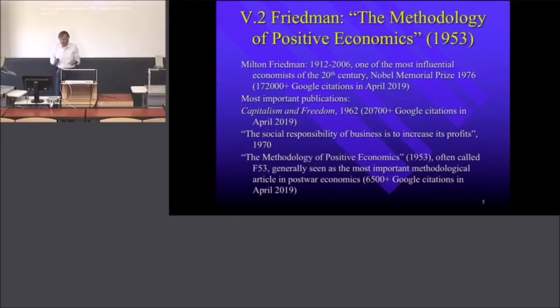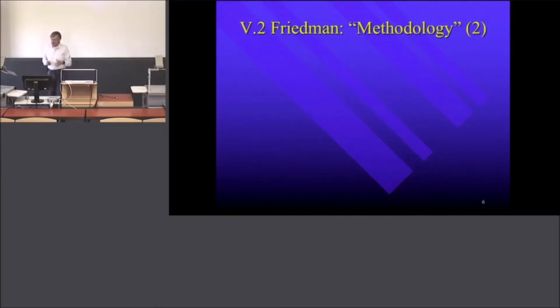And then, of course, this article, Methodology of Positive Economics, generally seen as the most important methodological article of post-war economics, 6,500 Google citations. This is for a methodological article really immensely high. So this is an important article, and I will try to convince you that the article is even much better than most people think it is. It's really interesting, and you can really learn a lot about economics by reading this article. You don't have to agree, but you can learn a lot.